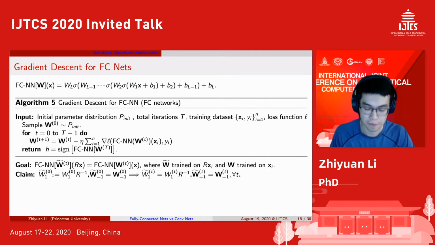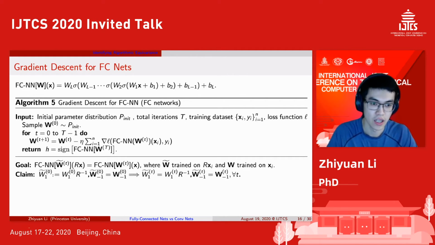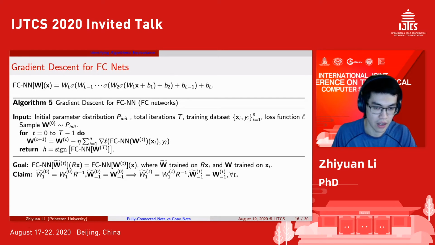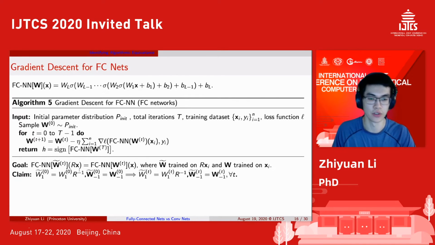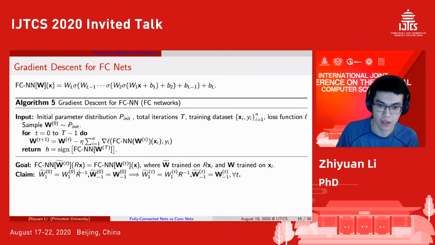It's quite obvious that if this claim is true, then this goal is proved. Because if W tilde 1 and W1 satisfy this condition, it means the output of the first layer will be the same, because this R inverse and this Rx cancel. So the output of the first layer will be the same. And since the rest of the parameters are also the same, the output of the neural network will be the same. So we just want to prove this claim by induction.